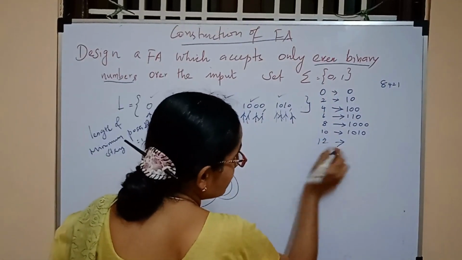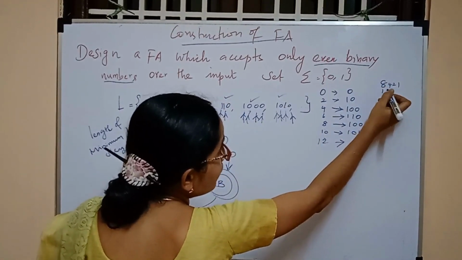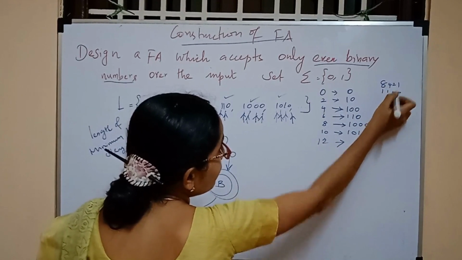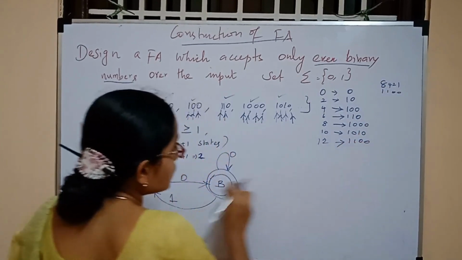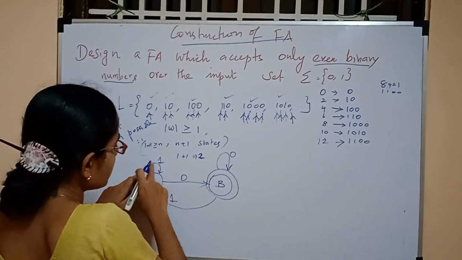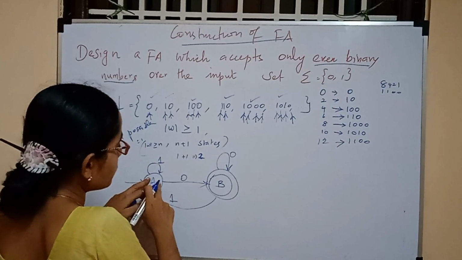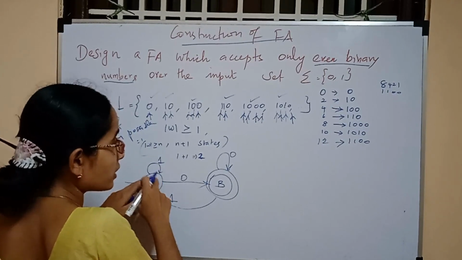So likewise, what is the next string? 12 is the next string, right? So 12 means how will you make this? 12 is 8 plus 4, right? 1 1 0. So 1 1 0, just read the symbol here. You are reading symbol 1 on being at A. You are staying in the same state. Again you are reading symbol 1, staying in the same state.